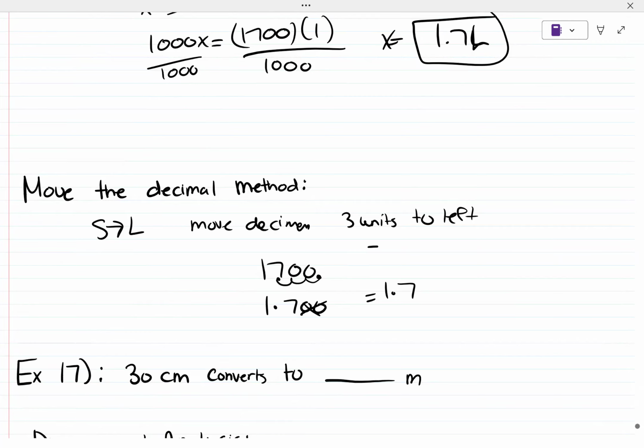Okay, so it would be wrong if you say 0.01.7, and it will also be wrong if you just say 1.700.